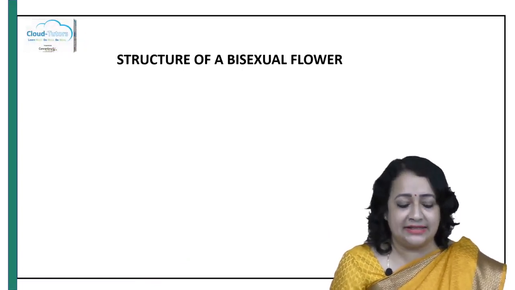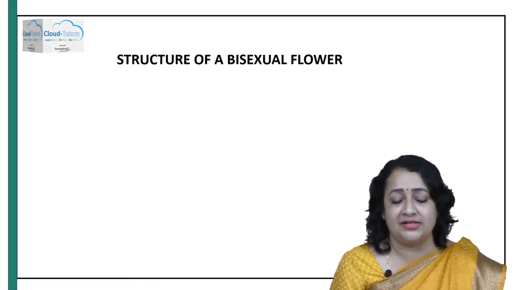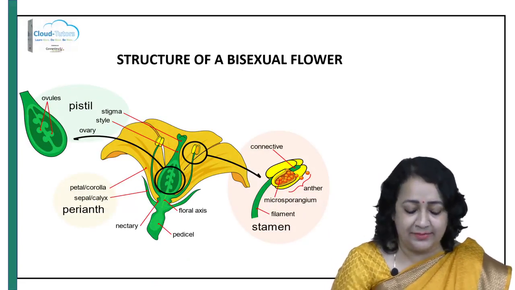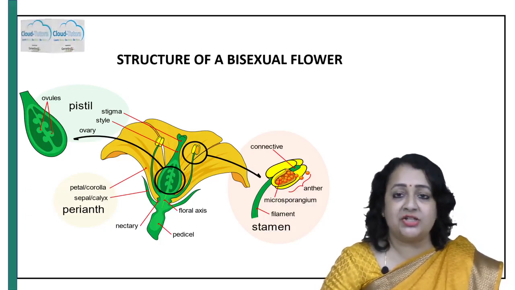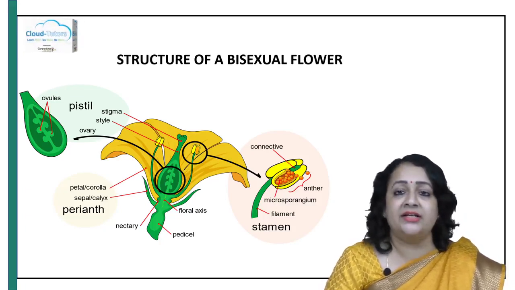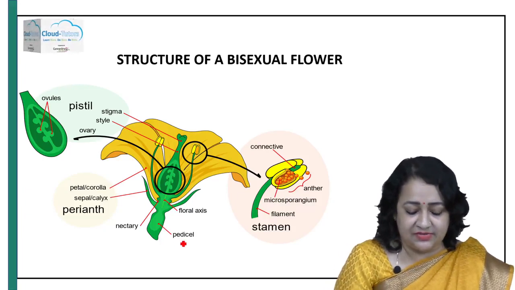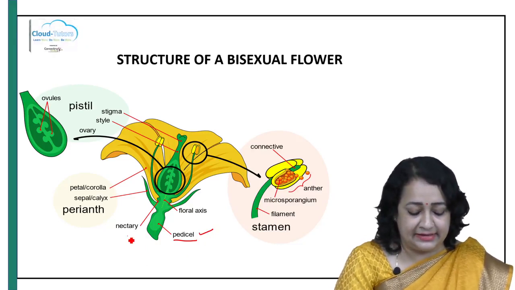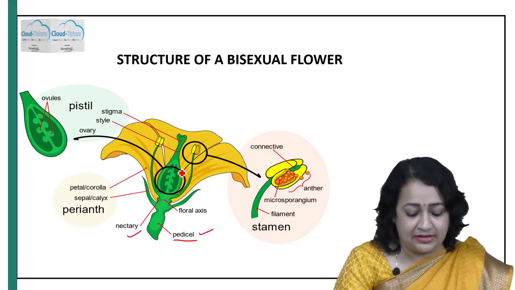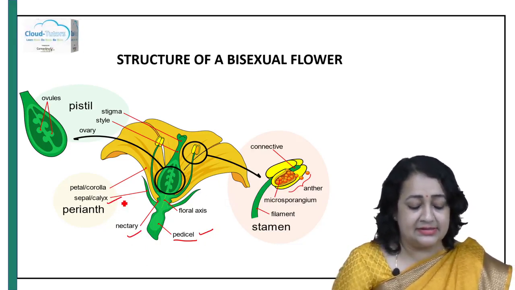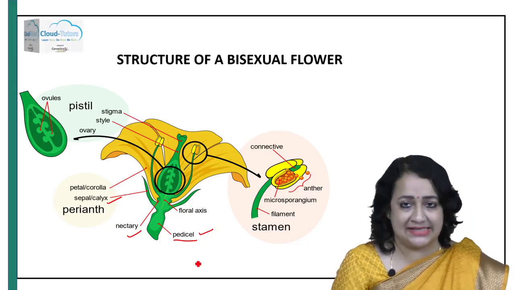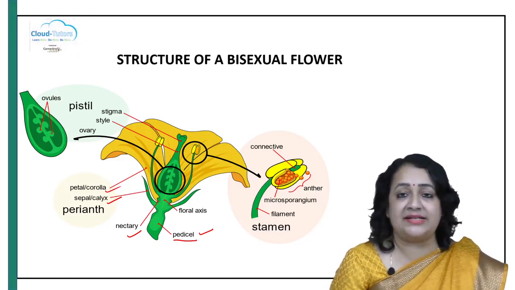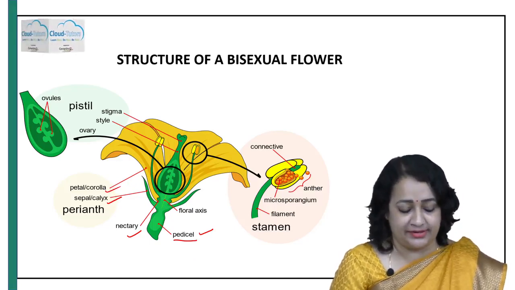Now let us understand the structure of a bisexual flower. I have a bisexual flower here. This is hibiscus. In hibiscus, the structure basically involves the vegetative part and the reproductive part. The vegetative part includes the stalk of the flower, which is called the pedicel, then the nectary, then comes the sepal. Sepals together are called the calyx, and the petals together are called the corolla. Calyx, corolla, pedicel, all that will be the vegetative part.